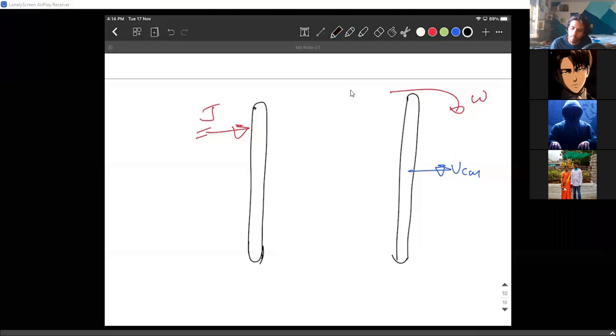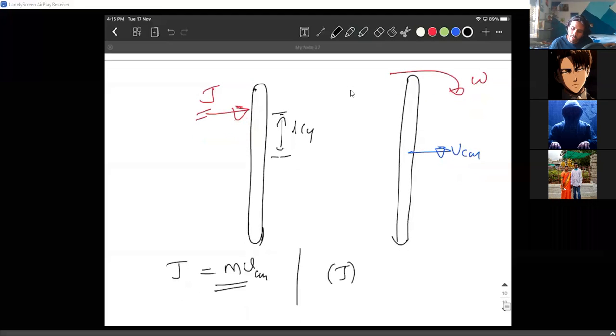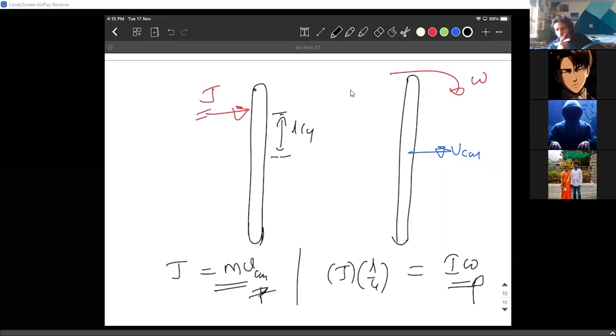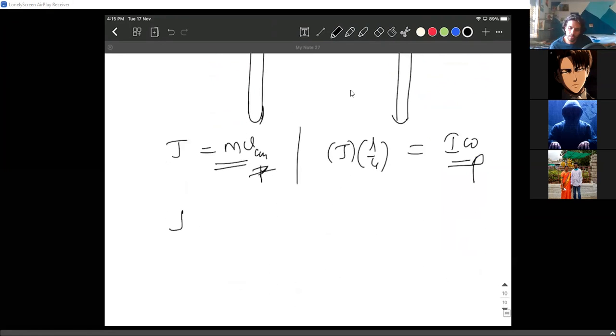Let me just give the perpendicular distance from the center as L by 4. You can happily write first the linear momentum: J equals mass into velocity of center of mass. That is done. And also J into L by 4 can be written as I into omega. So you do the same thing, find V CM and omega. Shall we do this question? Why not?